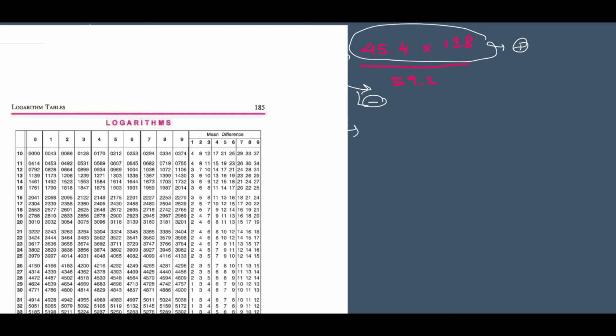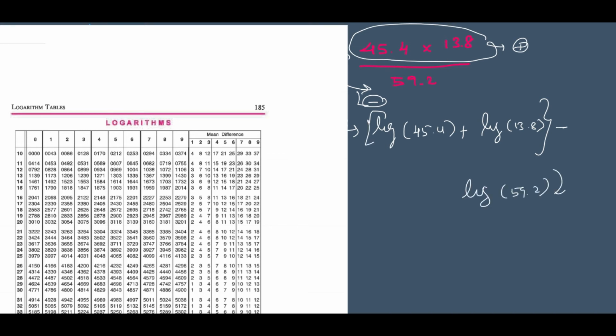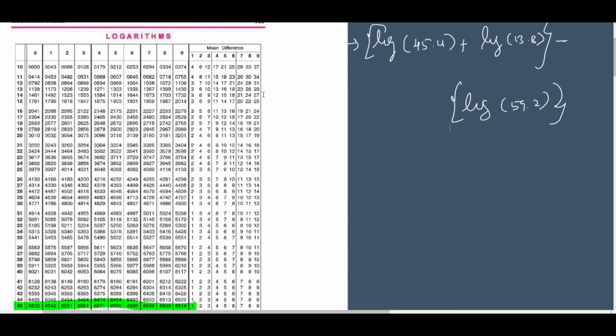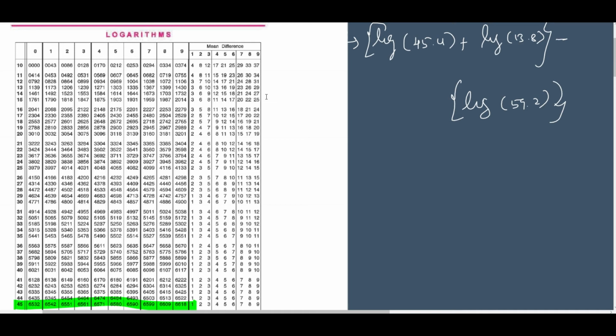So first, we have to go for log of 45.4 plus log of 13.8 minus log of 59.2. So this is the way we have to go. Clear? We already did this addition, so I deleted it.